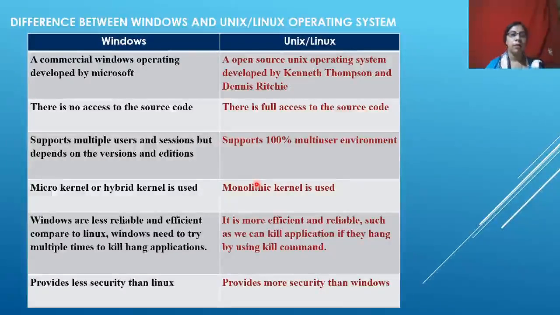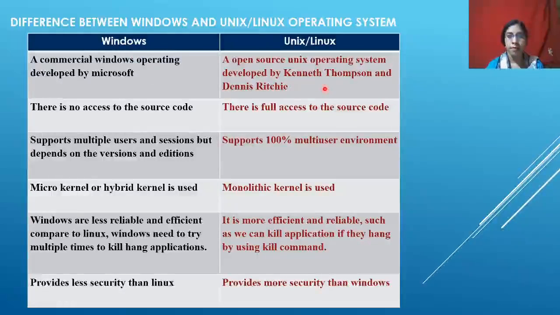Now the difference between Windows and Unix Linux operating systems. These are very famous operating systems, Windows and Unix Linux, so we'll see what is the difference between them. Windows is a commercial operating system developed by Microsoft. It is commercial and you will not get it freely. It is not open source. You need to purchase the Windows operating system.